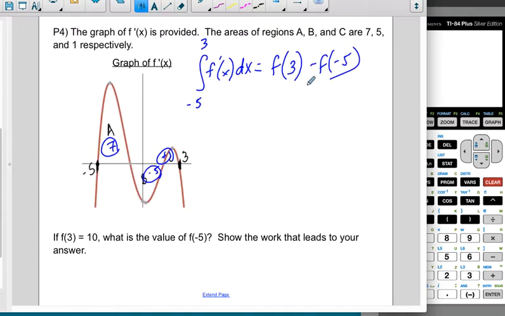I didn't. Okay, so this is given. I know this is a 10, and I can find this area, right? I can find this by using area, and then I'll be able to solve for this.